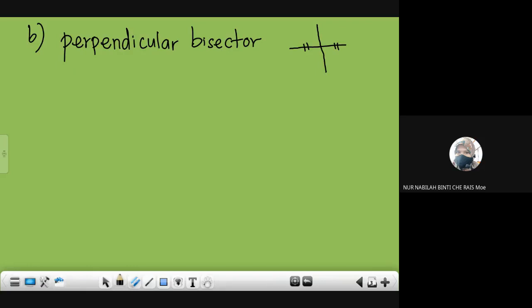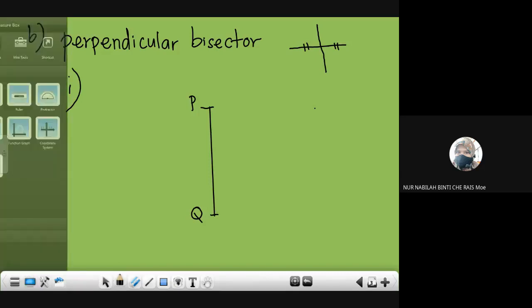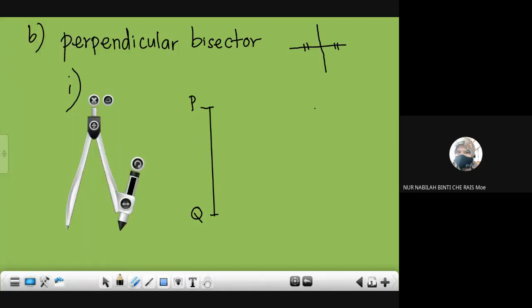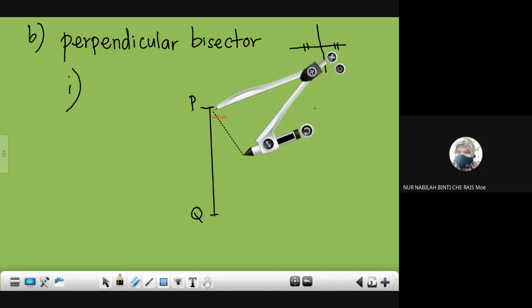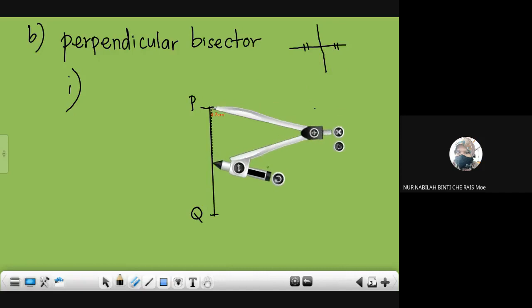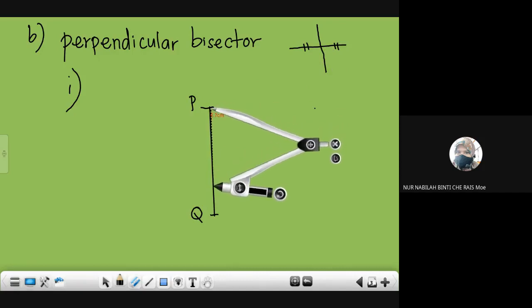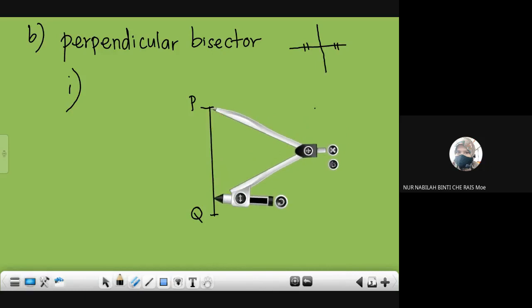So for question B1, given your PQ is like this. This is your P and this is your Q. Now how to construct the perpendicular bisector? You have two points here, point P and point Q. What you have to do is you use your compasses. And then you put your compasses here at P. Then you open more than half, near to Q. This is half, right? Then you open more than half near to Q.